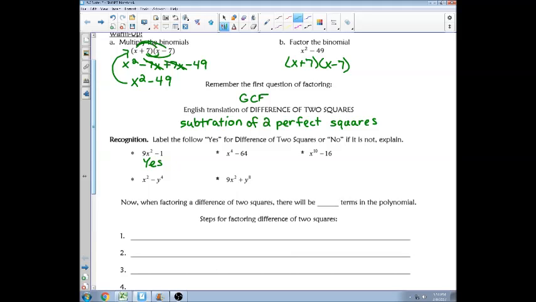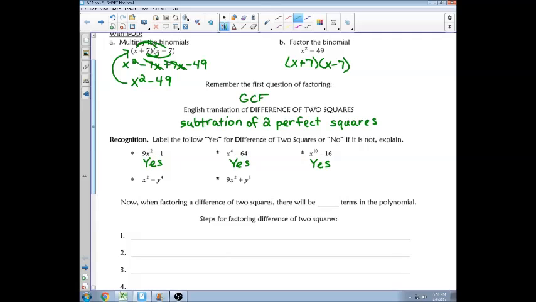On to the second one, I have x to the 4th. Can I multiply anything by itself to get me to x to the 4th? X squared and x squared. And 64, we should all know that the perfect square that gets me to 64 is 8. So 8 times 8 will get me to 64. On to the next one, x to the 10th. Is there anything I can multiply by itself to get me to x to the 10th? Well, yes, I can go x to the 5th times x to the 5th. 16, everyone should know that the square root of 16 is 4, which means 4 times 4 will get me to 16. So this is as well.